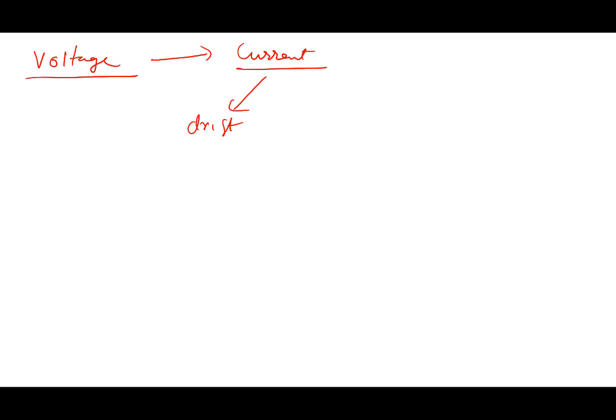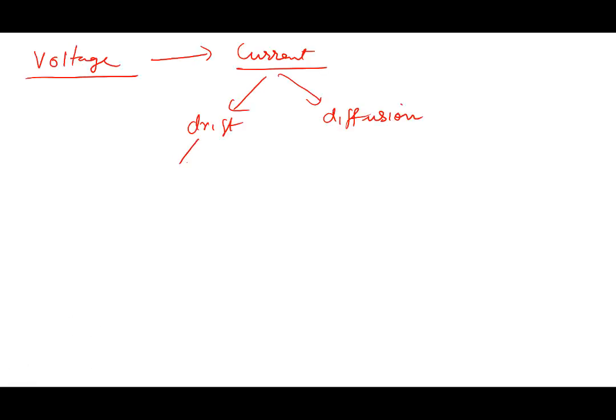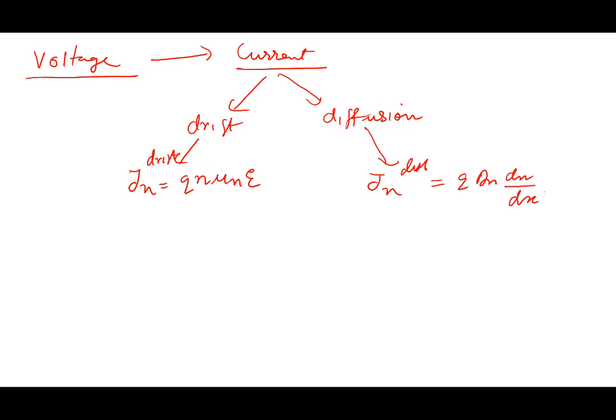there is a drift process and there is a diffusion process. For the drift process, we understood Jn is Q n mu n E, and this is Jn drift, and Jn diffusion was Q Dn dn by dx. So there is a drift current and there is a diffusion current.